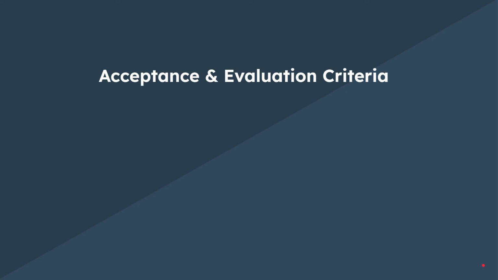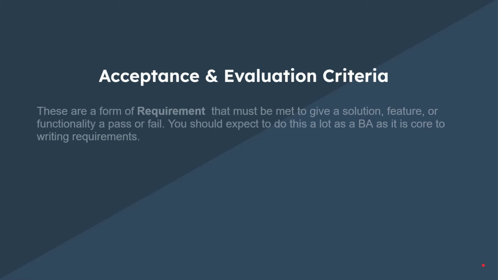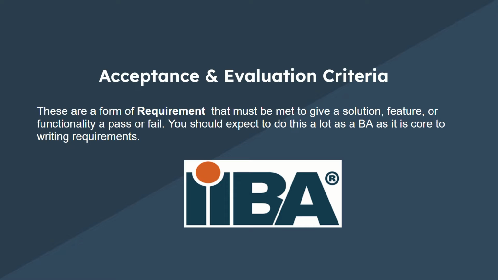Acceptance criteria and evaluation criteria. These are just a form of requirement that must be met to give a solution, feature, or functionality a pass or fail. You should expect to do this a lot as a BA, as it is core to writing requirements. The IIBA lumps acceptance criteria and evaluation criteria together, but I find them to be somewhat distinct.